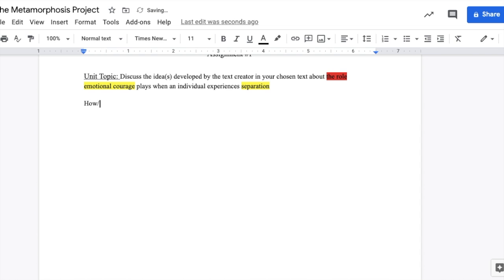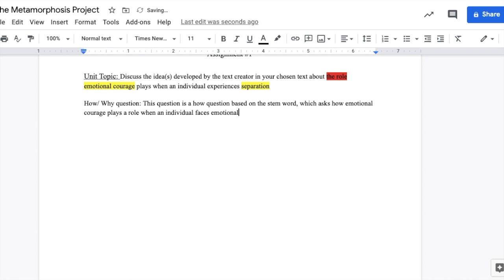Now, if it's a how or why question, by just doing some quick analysis, we can see that it's actually a how question, because it's asking about the role, or how emotional courage plays a role when an individual faces separation. The main character of study is Gregor from Metamorphosis.